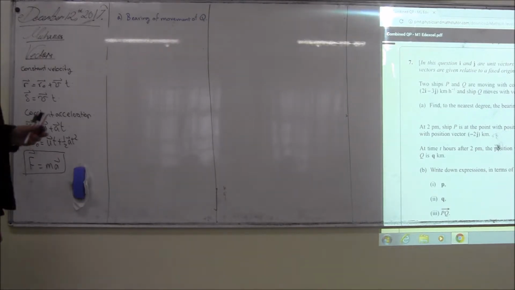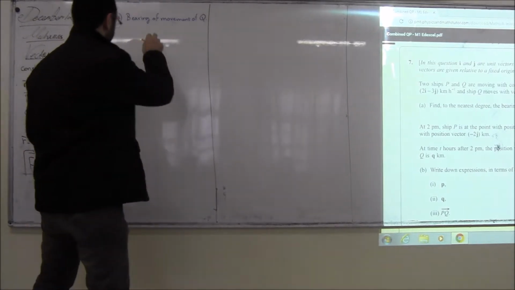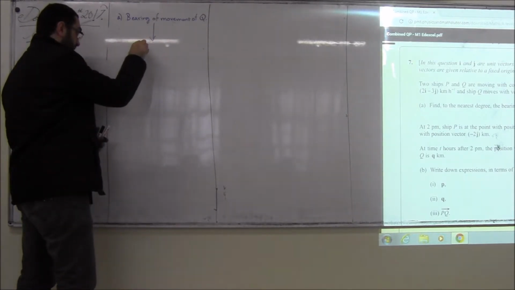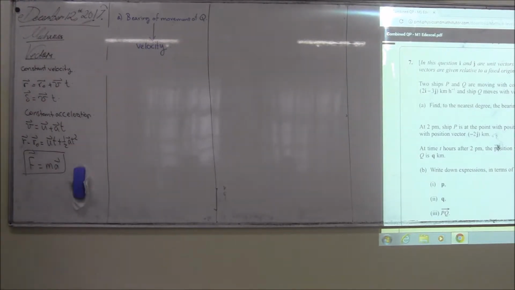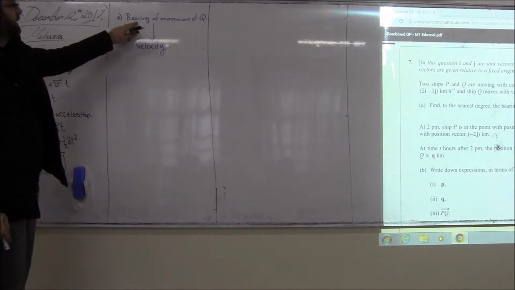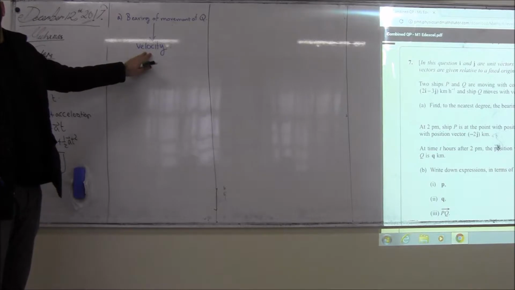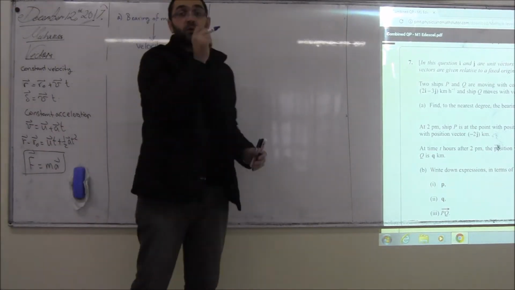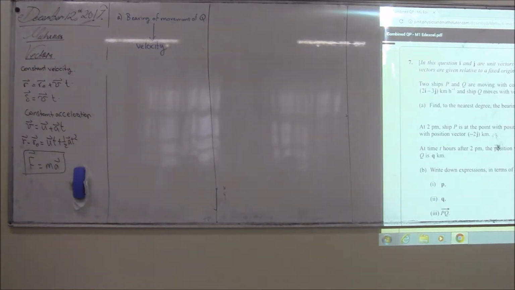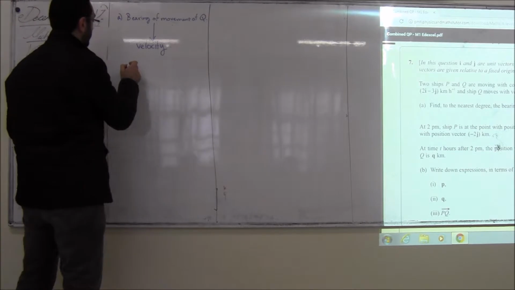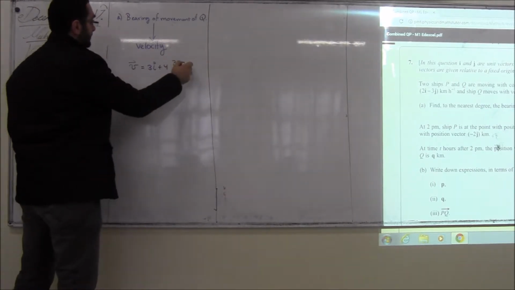Look here, please. In order to do this, what do we have to do? We have to draw a vector, for Q only. We are asked about Q. Bearing of movement means we are asked about the bearing of the velocity, because the movement is represented by velocity. The velocity for Q is 3i plus 4j kilometers per hour.